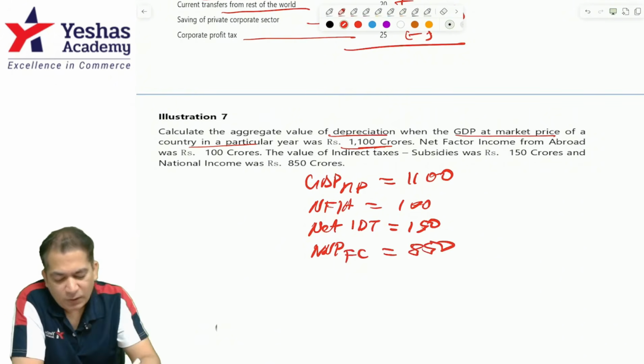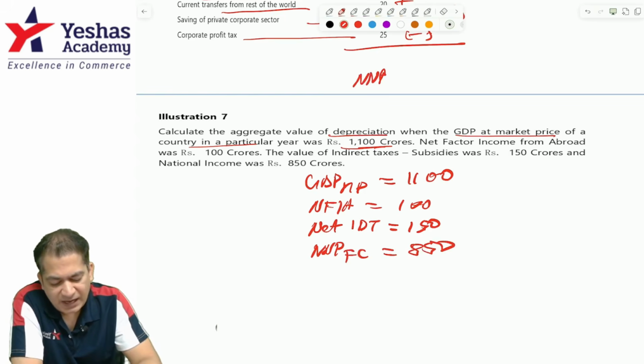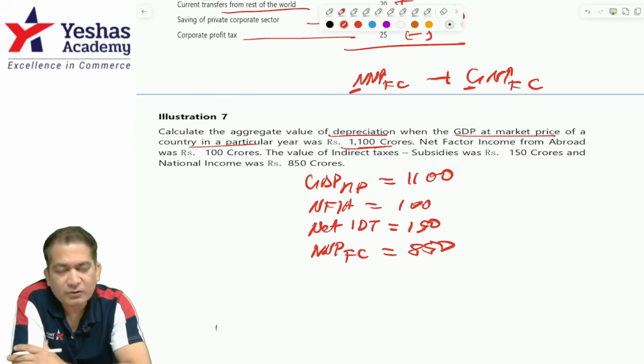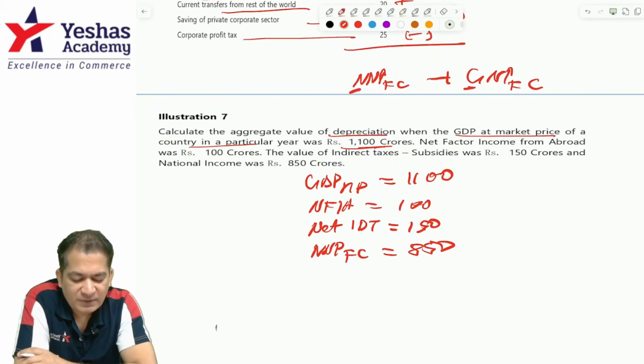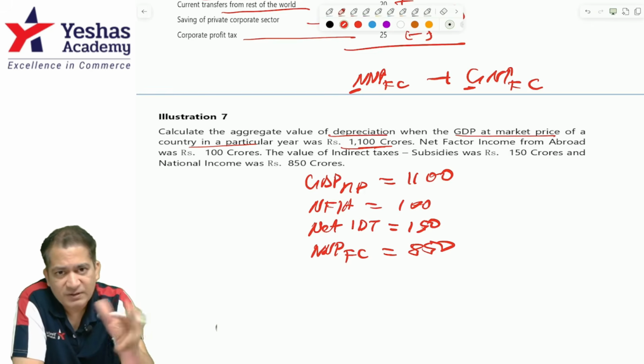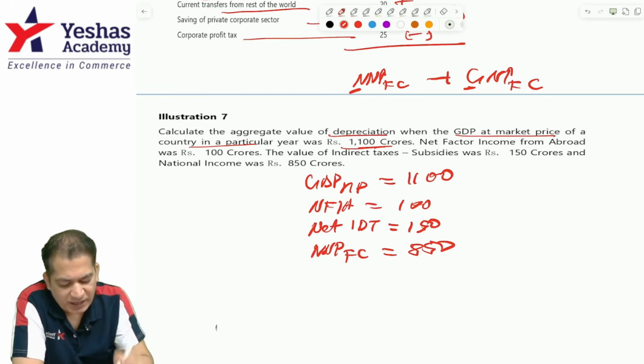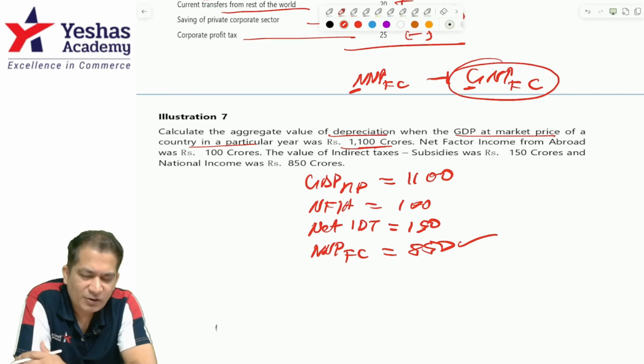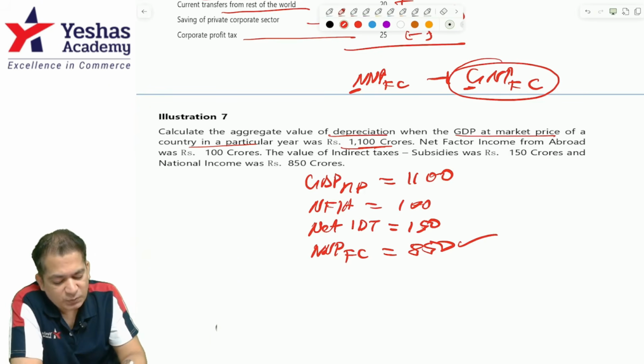Now tell me, what is the difference between NNP at factor cost and GNP at factor cost? The factor cost is the same, national is the same. The difference is what? Net and gross. So can I say the difference between NNP at factor cost and GNP at factor cost is due to depreciation? It means whatever the difference between them, that will be the value of depreciation. So NNP at factor cost is already given. So if we calculate GNP at factor cost, can we not get the value of depreciation? The answer is yes. So to calculate GNP at factor cost, what do we have to do?